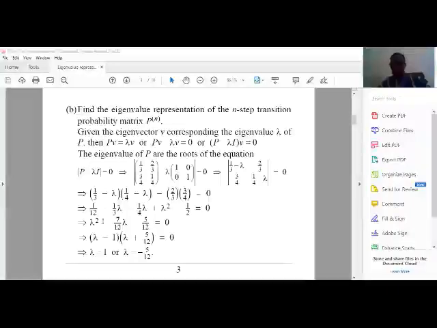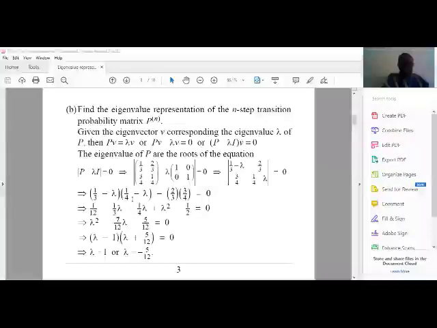And note that for the transition probability matrix, always one of the eigenvalues must be equal to one. For all transition probability matrices, when you determine the eigenvalues, one of them must be equal to one. So your problem is to determine the other one, if you're having a 2x2 matrix. If it's a 3x3 matrix, your problem is to determine the other two. But always one of them is one.